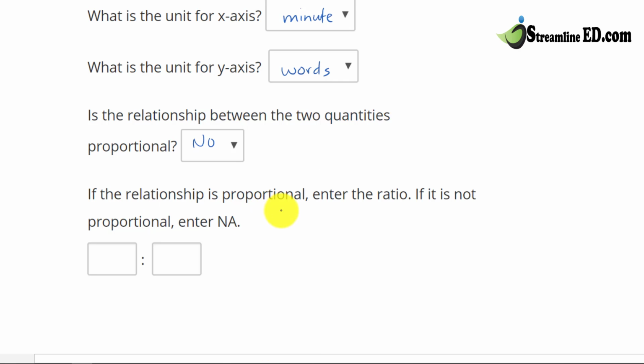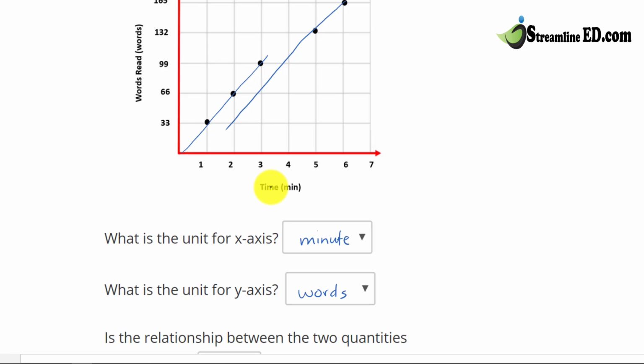Finally, if the relationship is proportional, enter the ratio. In this case, we're not going to enter the ratio. If it's not proportional, enter NA. So our answer is going to be NA. It's not applicable. So what does it mean when the relationship between two quantities is not proportional? Now we cannot use this relationship as a rate, which we did before in the other lesson, to convert from one unit to another unit.